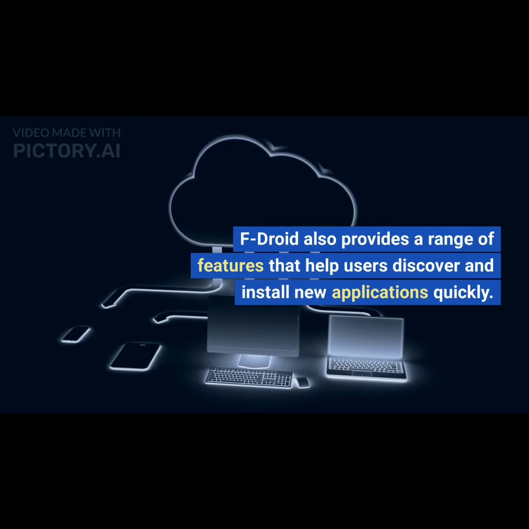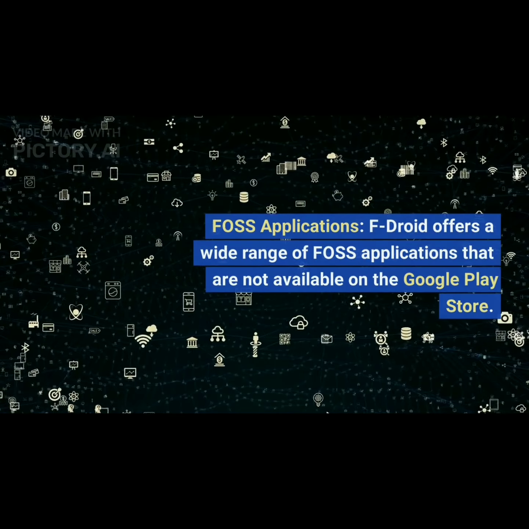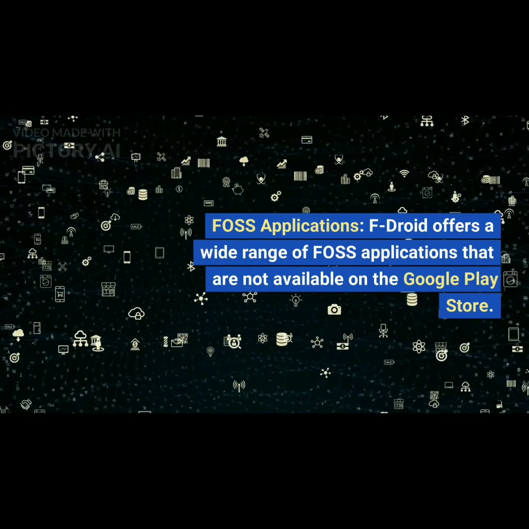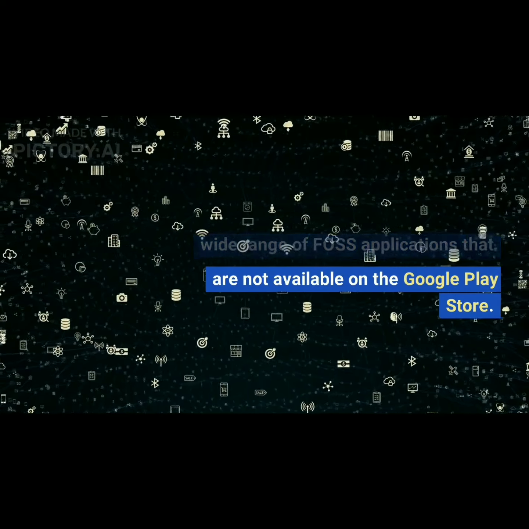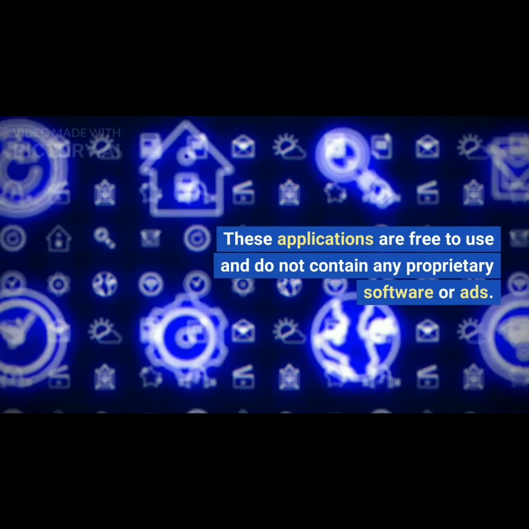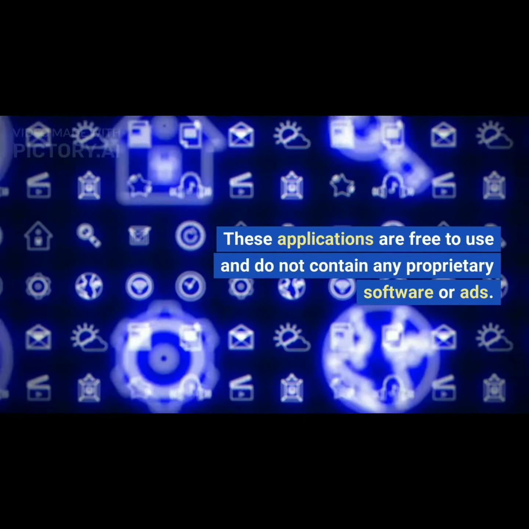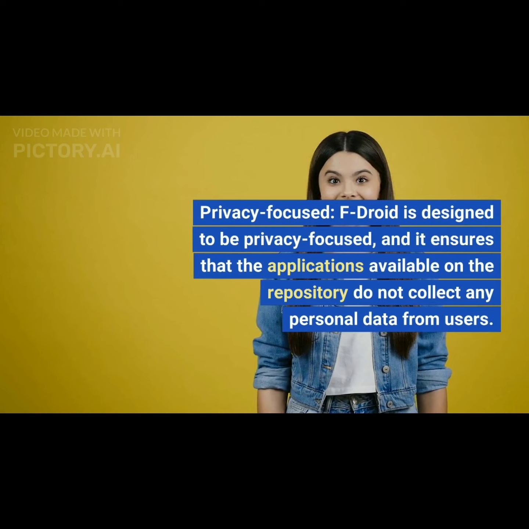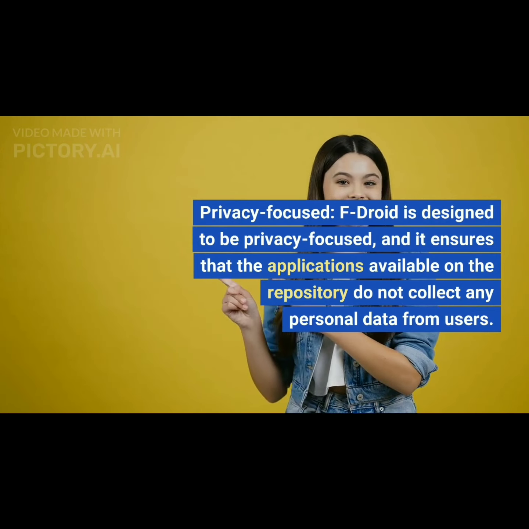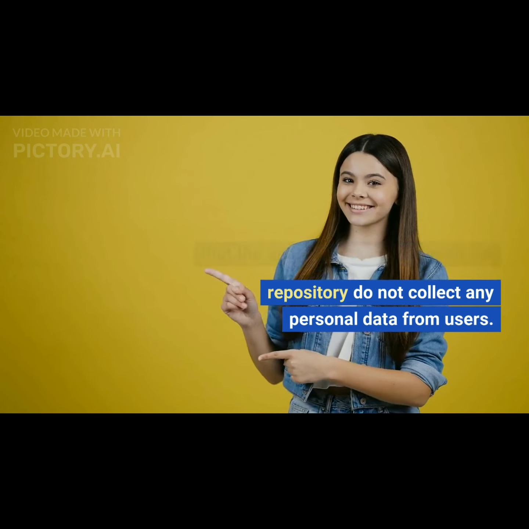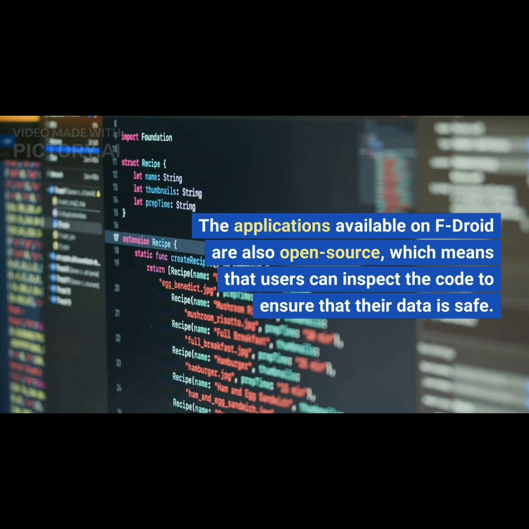Features of F-Droid. 1. FOSS applications. F-Droid offers a wide range of FOSS applications that are not available on the Google Play Store. These applications are free to use and do not contain any proprietary software or ads. 2. Privacy-focused. F-Droid is designed to be privacy-focused, and it ensures that the applications available on the repository do not collect any personal data from users. The applications available on F-Droid are also open source, which means that users can inspect the code to ensure that their data is safe.